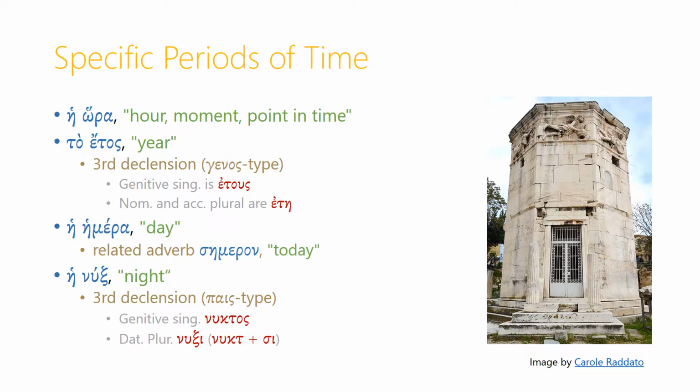When nukt runs into the ending si for the dative plural, that tau essentially drops out, and the kappa and sigma contract together to form the xi again. So nuxi, the dative plural, actually looks a lot more like hē nux, the nominative singular. Aside from that form, though, the rest of them are quite regular, using the nukt stem.